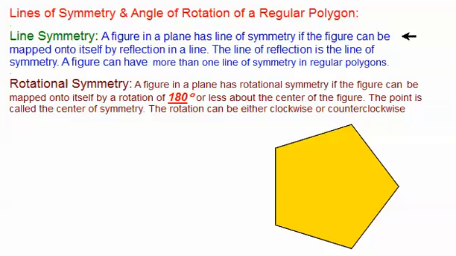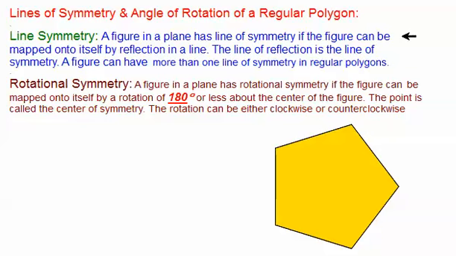In this video, we will discuss how to find the number of lines of symmetry and the smallest angle of rotation that maps a regular polygon onto itself in geometry.